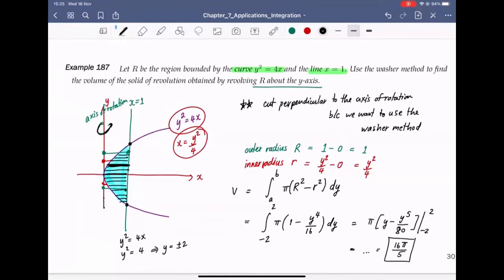All right, sounds good, everyone. So this is how you use the washer method, or this method, but you just integrate with respect to y.